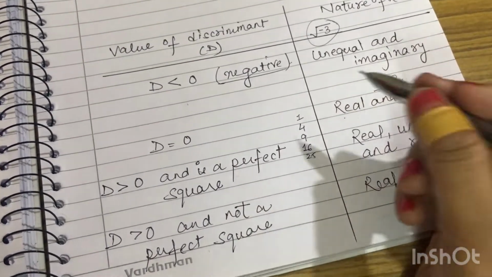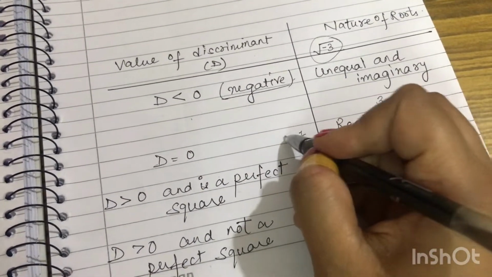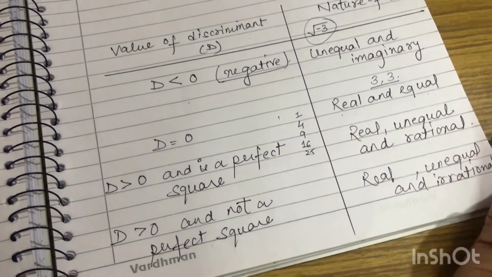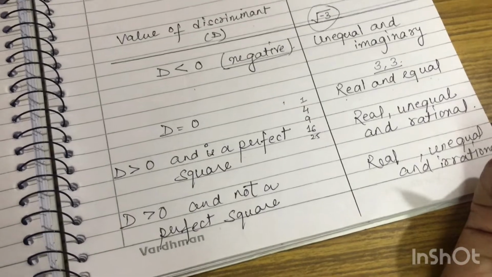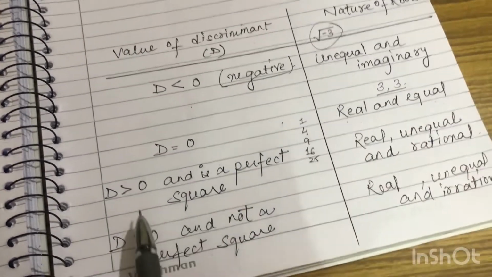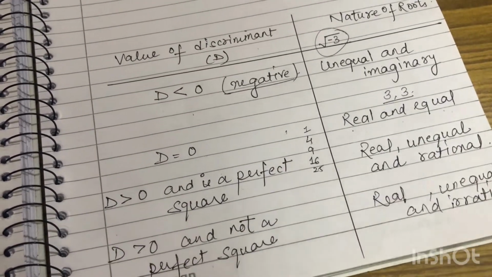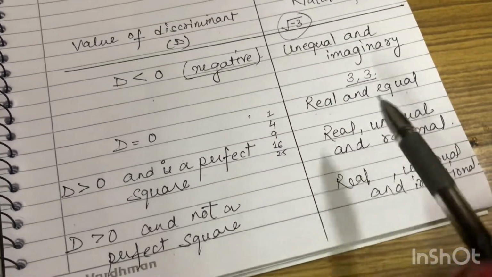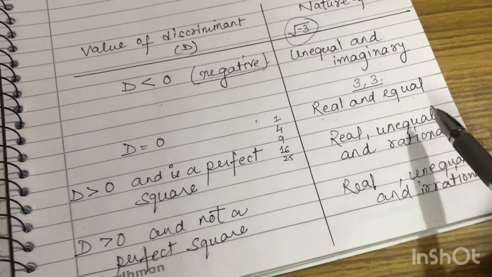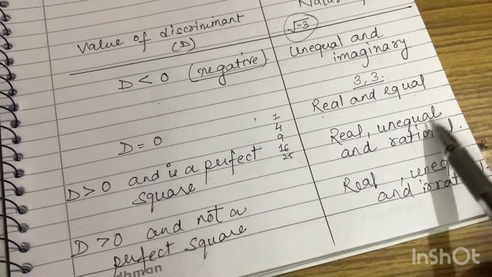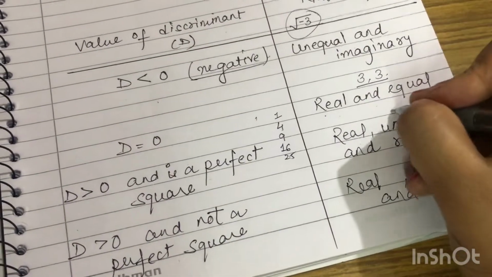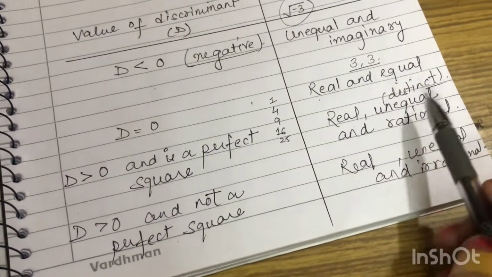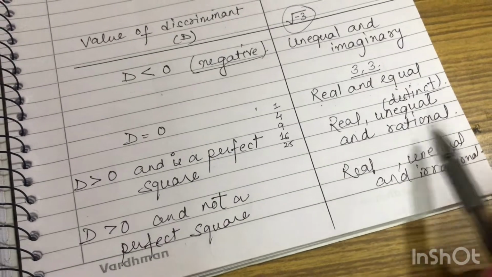These all are perfect squares because 1 is obtained by multiplying 1 by 1, 4 is obtained by multiplying 2 by 2, and 9 is obtained by multiplying 3 by 3, and so on. If D is greater than 0 and if it is a perfect square, then both your roots will be real and unequal. Okay, unequal means distinct means different. Distinct also comes. Alright, so they will be unequal and rational.